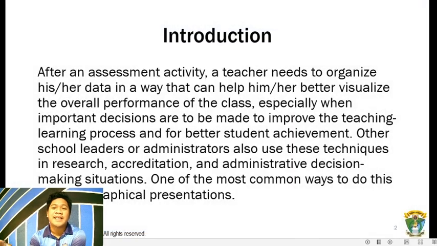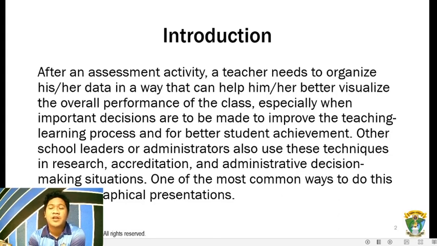So after an assessment activity, a teacher needs to organize his or her data in a way that can help him or her better visualize the overall performance of the class, especially when important decisions are to be made to improve the teaching and learning process and for better student achievement. Other school leaders or administrators also use these techniques in research, accreditation, and administrative decision-making situations.